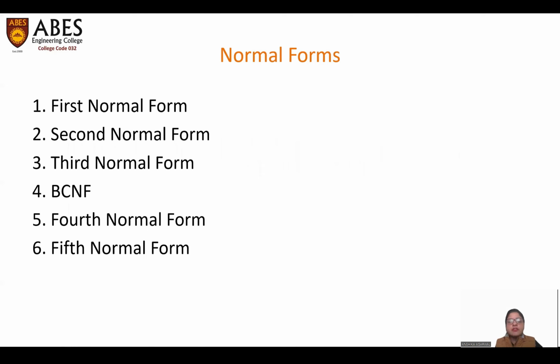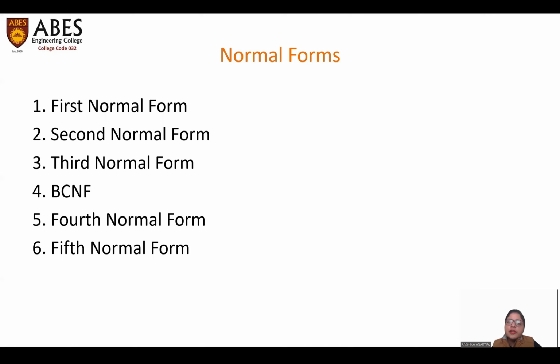And we have 6 normal forms. First is first normal form, where all the attributes should be atomic, means multi-valued and composite attributes are not allowed. This we will discuss in detail later. In second normal form, partial dependency should not be there, means any dependency should be fully dependent on the candidate key. A part of the candidate key should not determine any attribute. We will discuss in detail later.